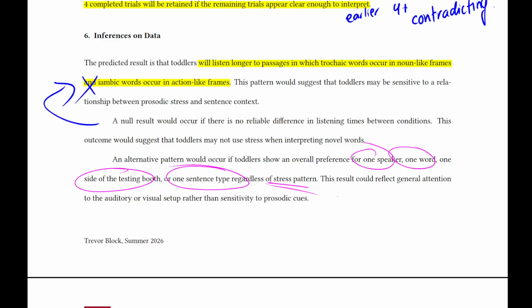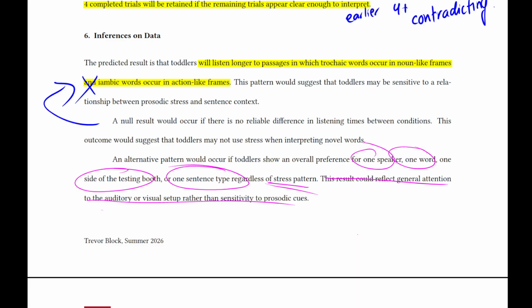So it's like they finally understand the types of differences they should be searching for, but they're not putting it into the right context. And then this bit, like general attention to the auditory or visual setup. Yeah, okay. So they can't really separate these things because they're bundling them all together. One speaker is saying one word, and the light is always on one side of the testing booth, always in the same sentence frame, and the stress is the same.